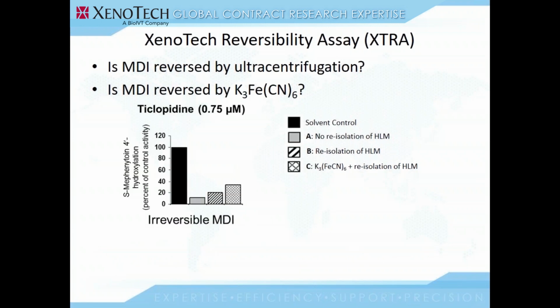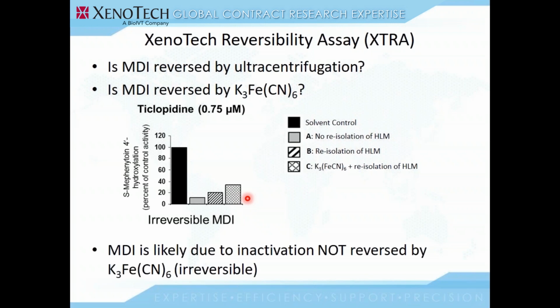Finally, the known irreversible metabolism-dependent inhibitor, ticlopidine, inactivated 2C19. This is evident as the centrifugation and treatment with potassium ferrocyanide prior to re-isolation did not overcome the inactivation, and there was not a return of the percent of control activity for either of the treatment groups. Therefore, there is irreversible metabolism-dependent inhibition.